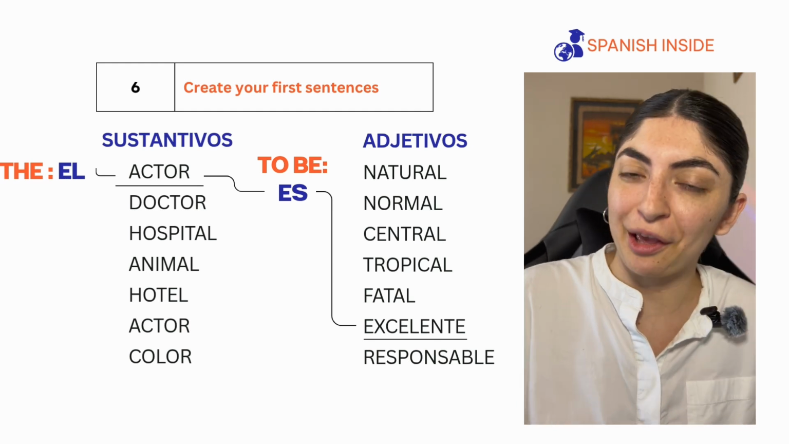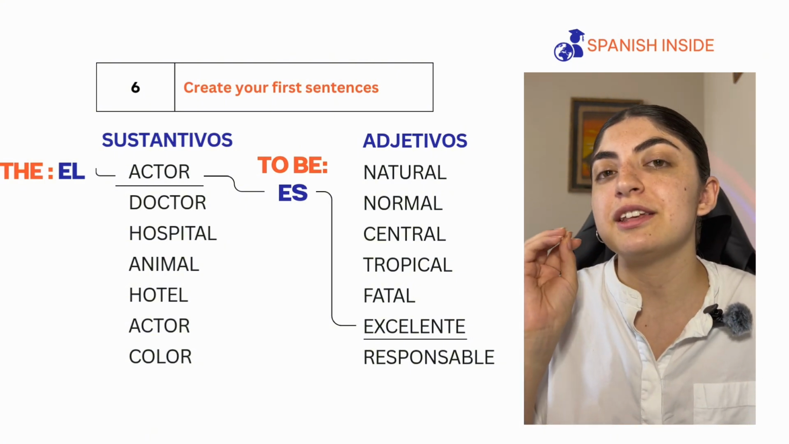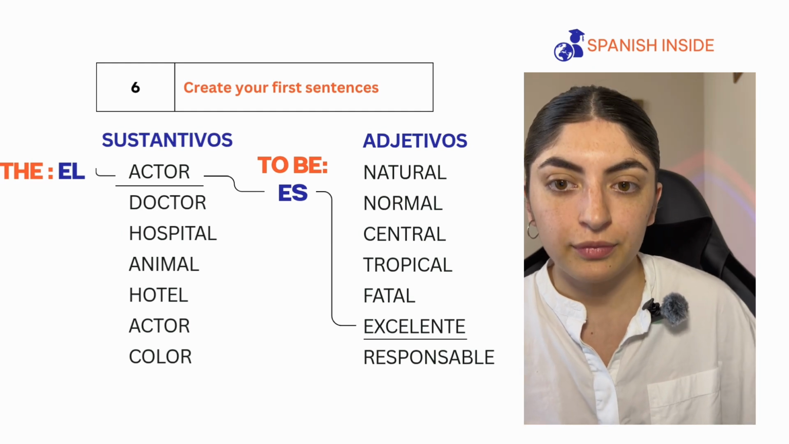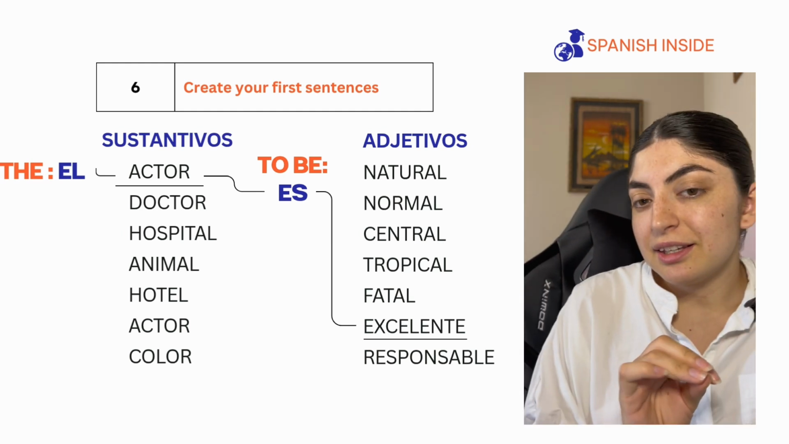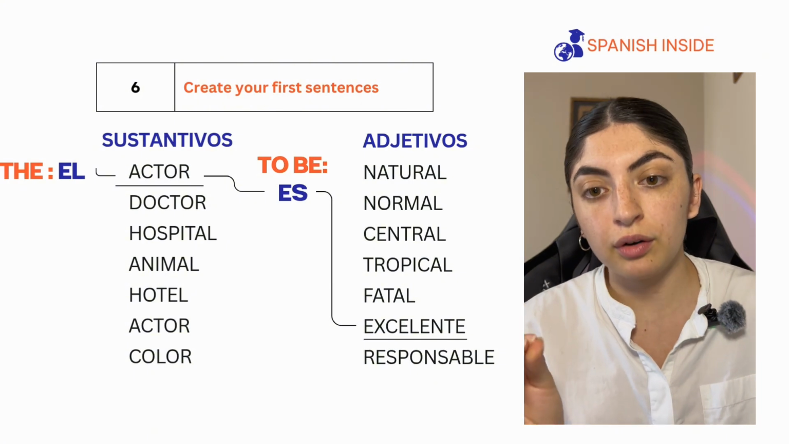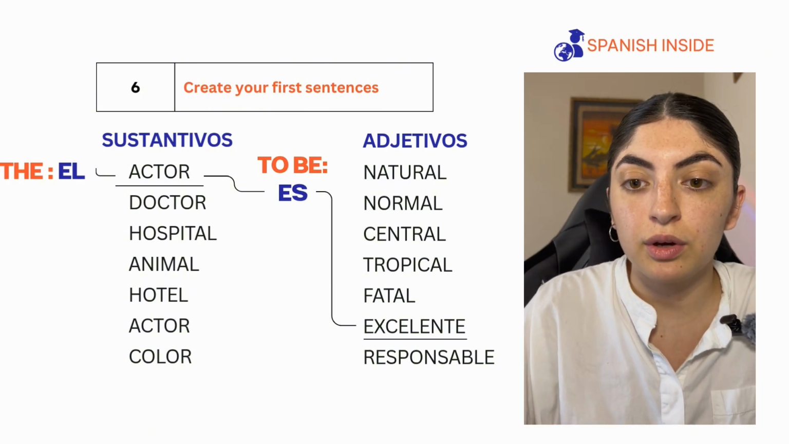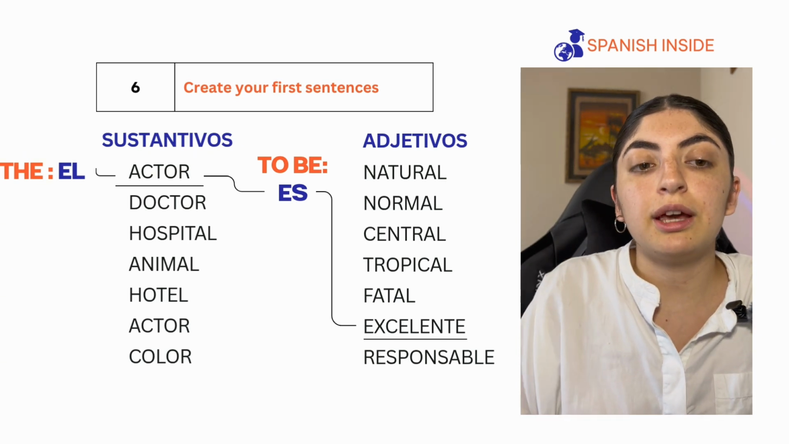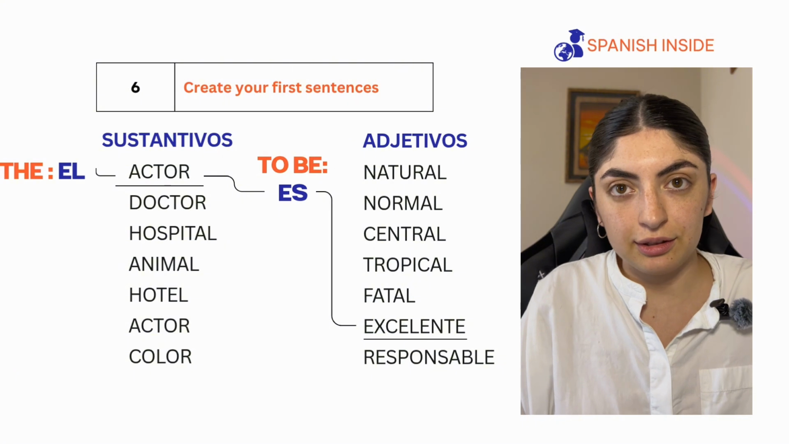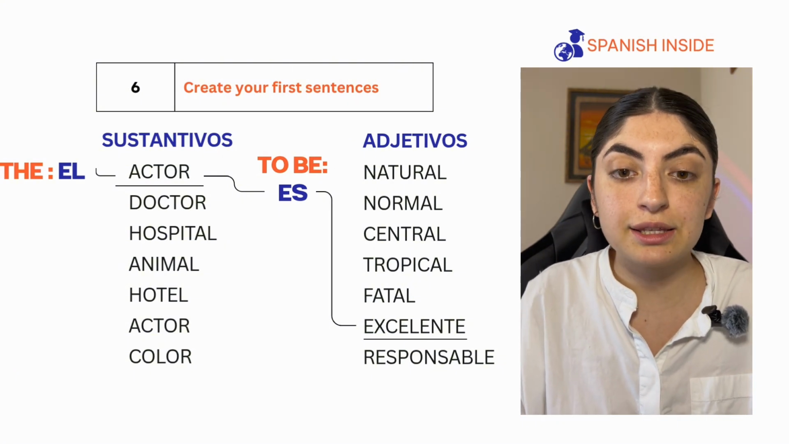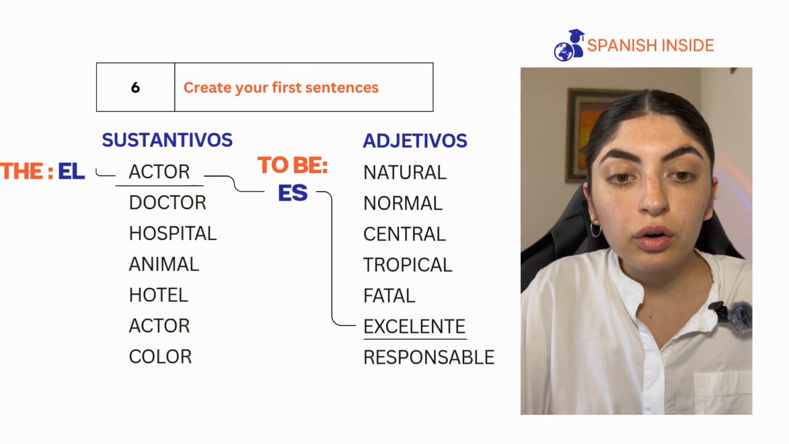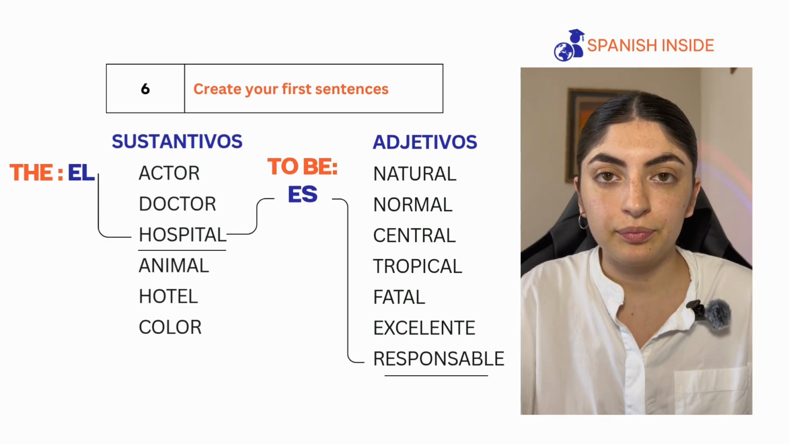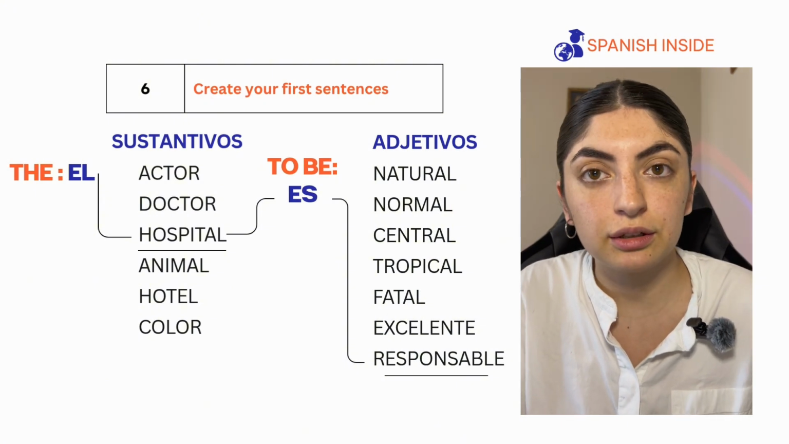Okay, so here I put the verb to be, because we're going to form our first sentences here. So here starts the good thing. We're going to take the noun and the adjective. So es is the present form of the verb to be. Instead of saying the actor is excellent, we say el actor es excelente. Or el hospital es responsable. El hospital es responsable.